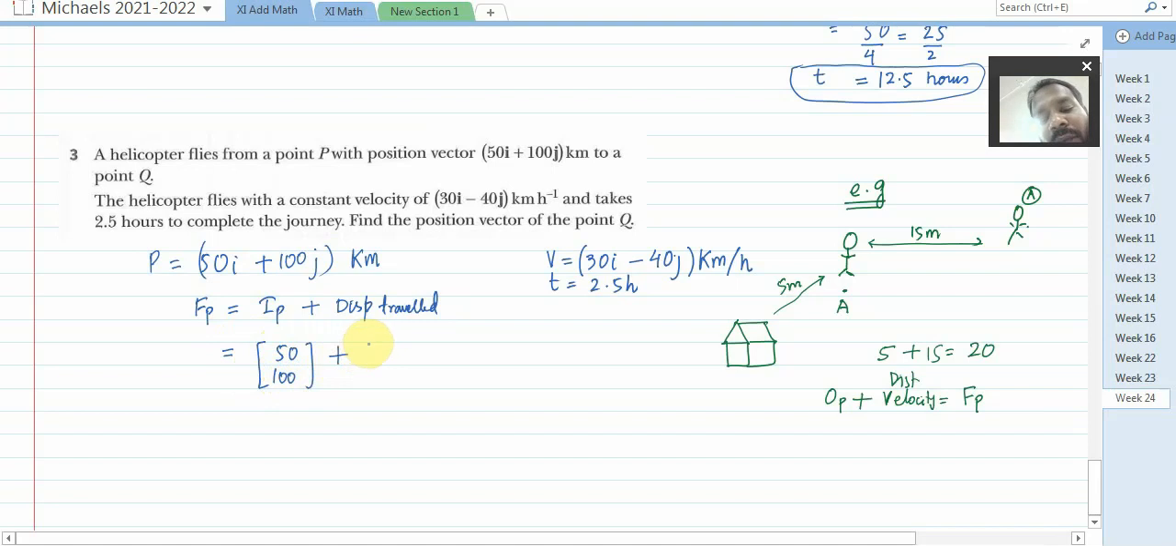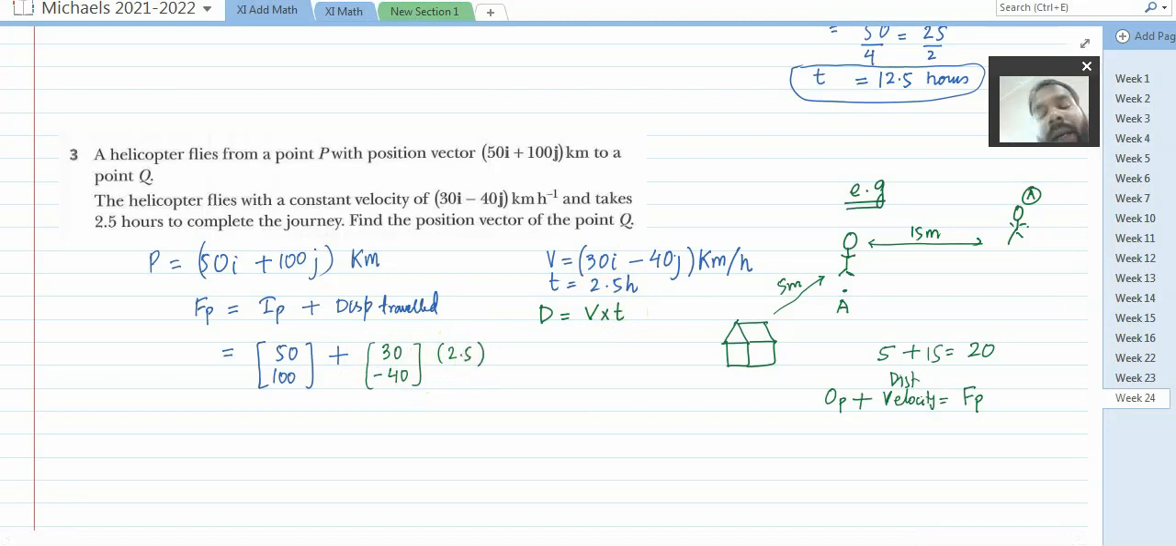Now we need to find out the displacement, and if you all remember, displacement is what? Displacement is velocity times time. Alright, that is the displacement. So we have the velocity 30i minus 40j. Velocity times time, and time is 2.5 hours. Alright, so that is that portion of displacement which the helicopter covered with the help of velocity.